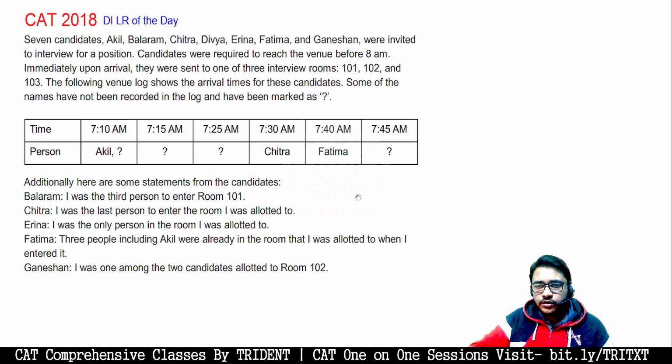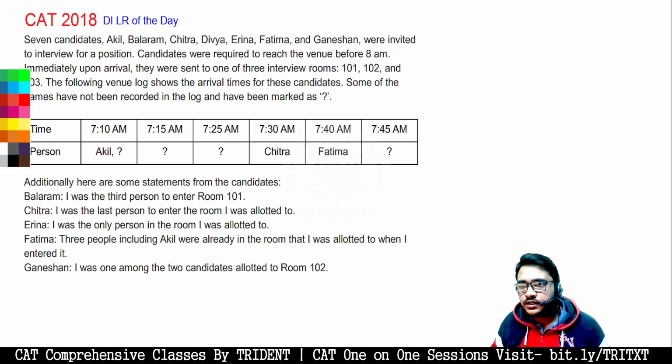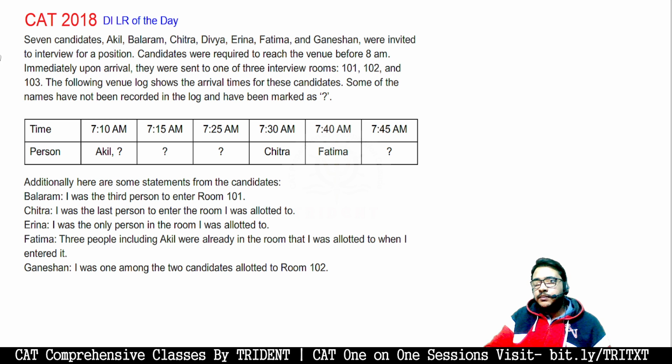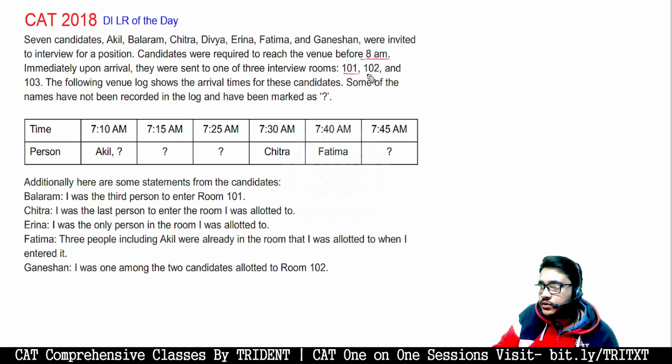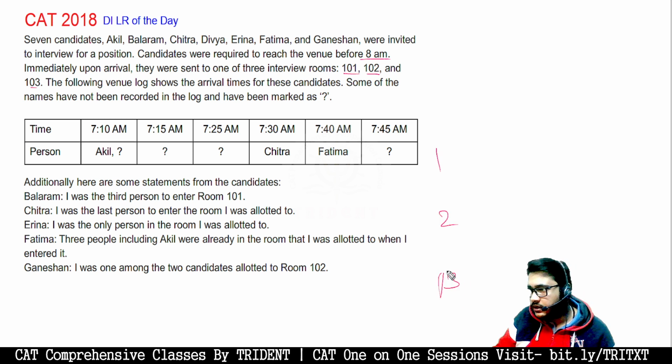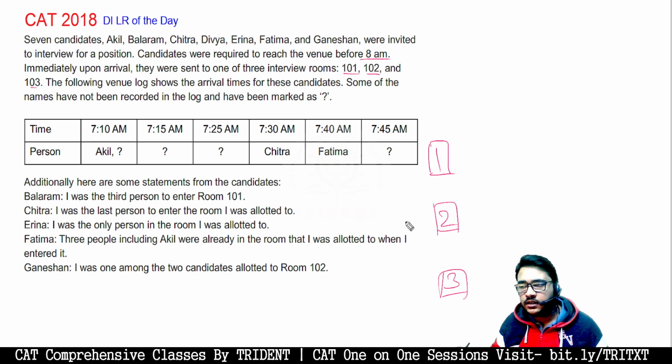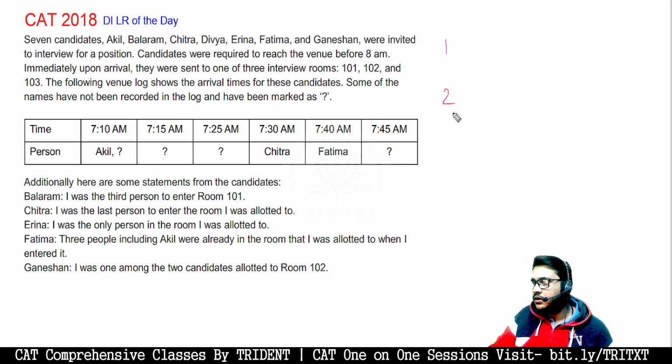Alright, so the first bit of information that is always given to you is 7 candidates, A, B, C, D, E, F, G were invited for an interview. Candidates were required to reach the venue before 8 a.m. Great. Immediately upon arrival, they were sent to one of the 3 interview rooms, 1, 2, and 3. So let's write that down. I don't know how many students are there in 1, 2, and 3. Okay, hold on. Let me make it over there. 1, 2, and 3.